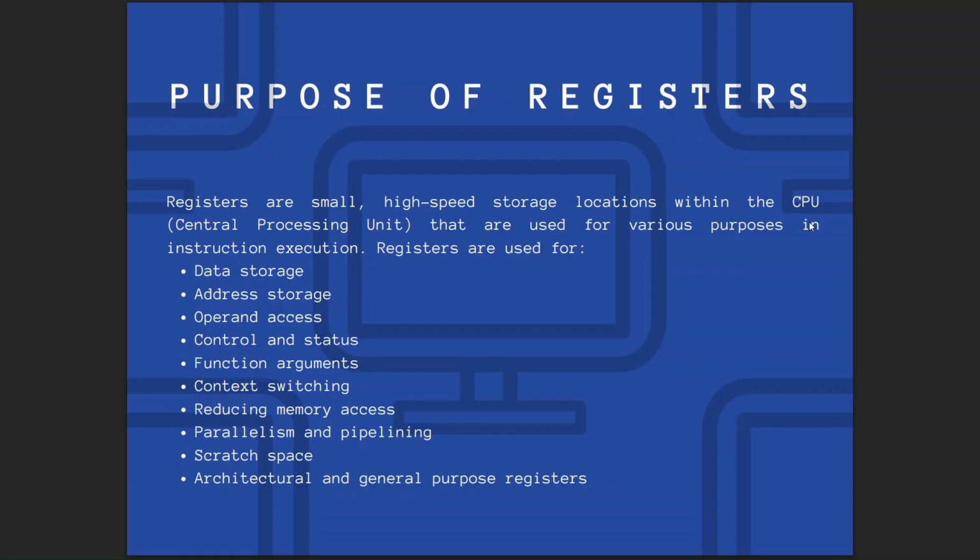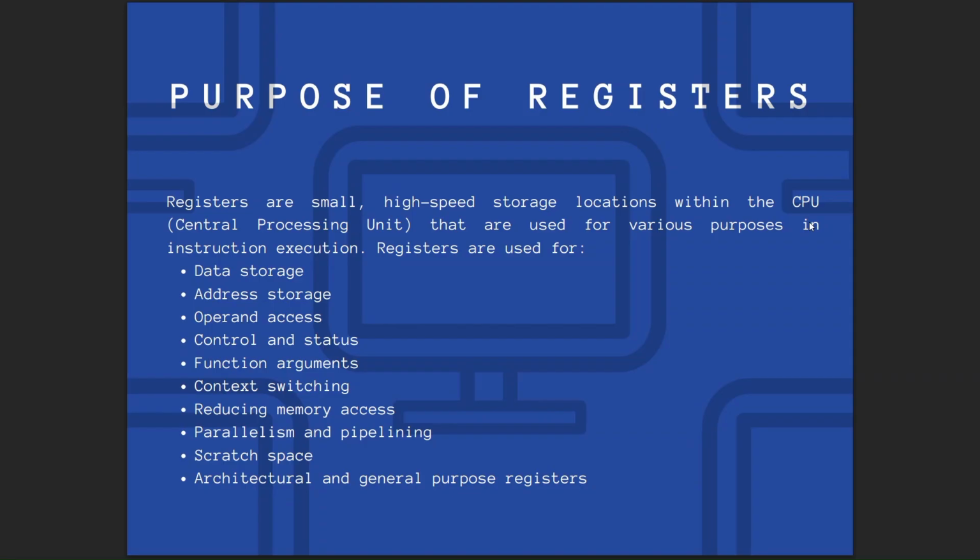Third is operand access. Most instructions get their operands directly from registers because register access is much faster than memory access. Fourth is control and status. Special registers hold information about the processor state, such as condition codes or exception information. Fifth is function arguments. Registers pass parameters to functions, avoiding slower memory access. Sixth is context switching. When the operating system switches between programs, register values are saved and restored.